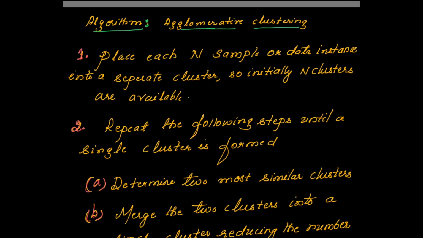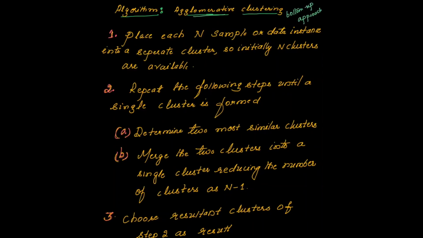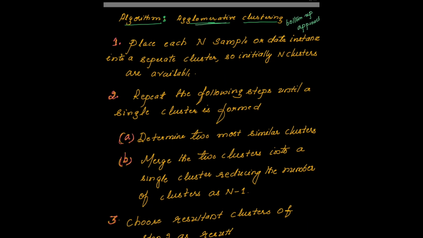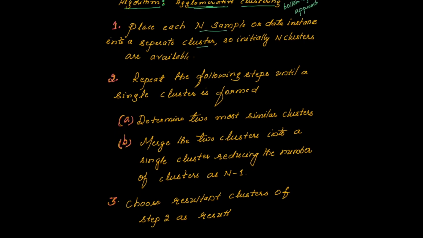Whatever are the different types in hierarchical clustering that I have mentioned just now, single linkage, complete linkage, average linkage and centroid linkage, all that comes under agglomerative clustering. Agglomerative clustering is what? It is a bottom up approach. Just read out the steps here, then I'll explain with an example. Place n samples or data instances in separate clusters. So initially n clusters are available.